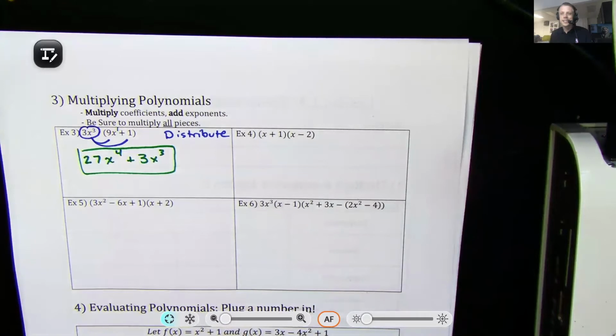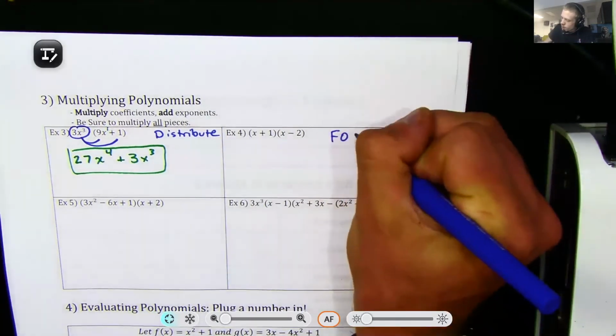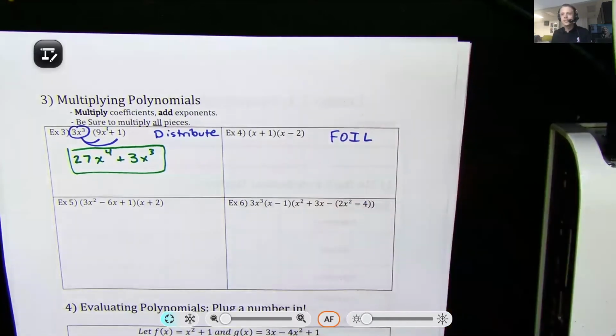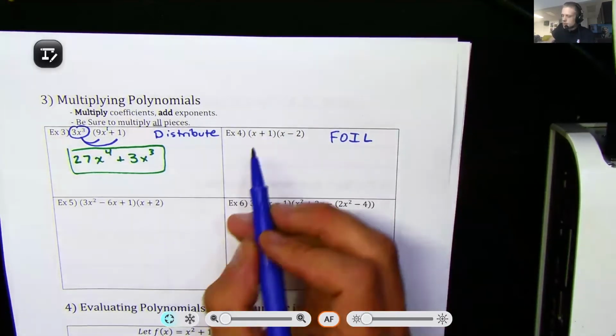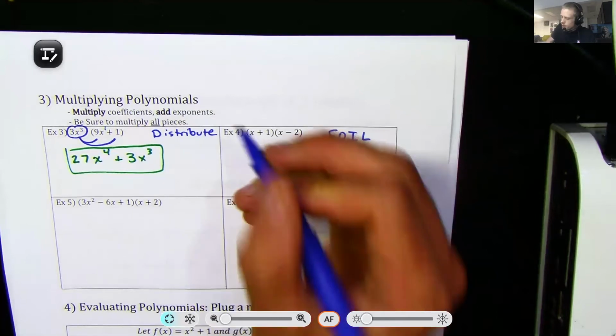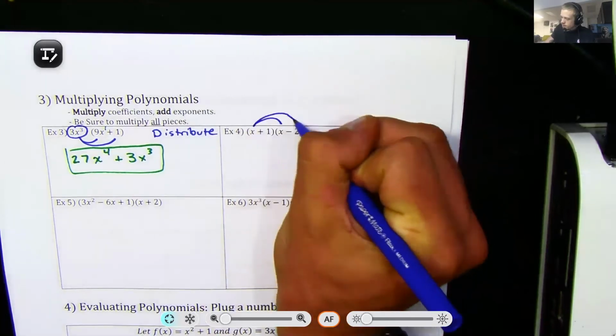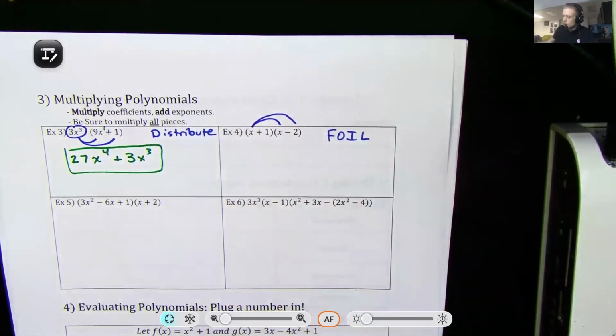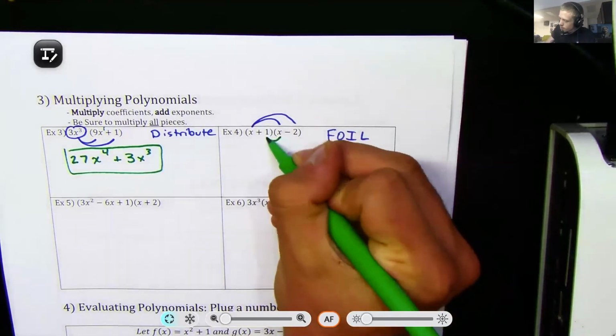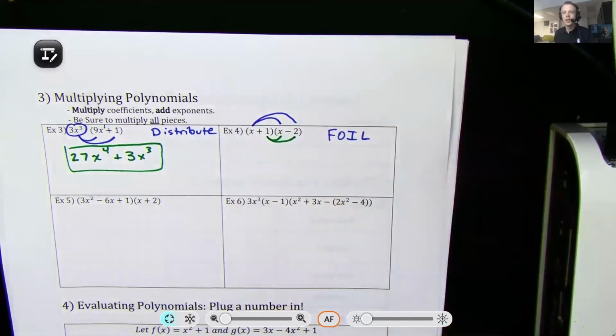Okay, so the next example is one where you have to do a different process. Even though you are technically distributing, we call it foiling. You might remember that word, FOIL. It stands for first, outer, inner, last. So we're starting with the first piece here, the x, and we're going to distribute that first. And then we are going to do the same thing, but with this 1. And that is the foiling process. So let's go ahead and do that.